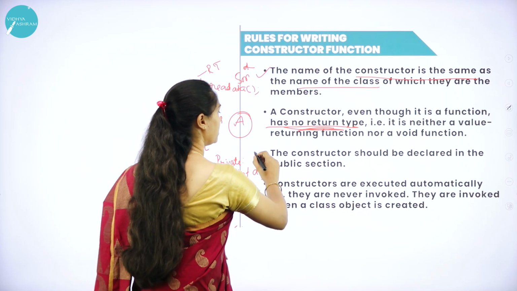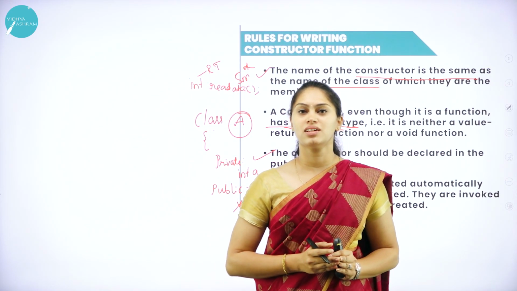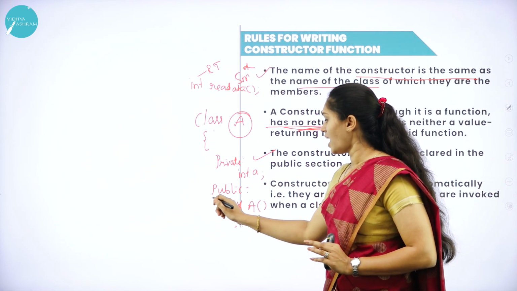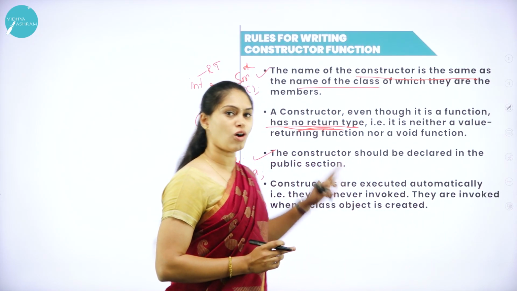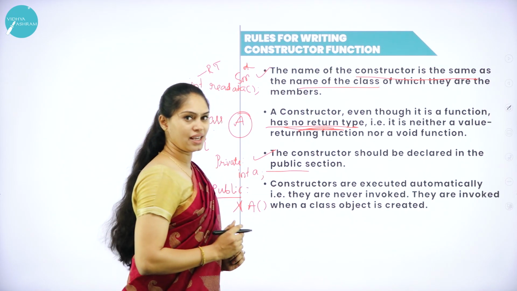What is the third point here? The constructor should be declared in the public section. What do you mean by this? You should declare this constructor under the scope of public. That is the third rule of the constructor function. It must be in the public section.